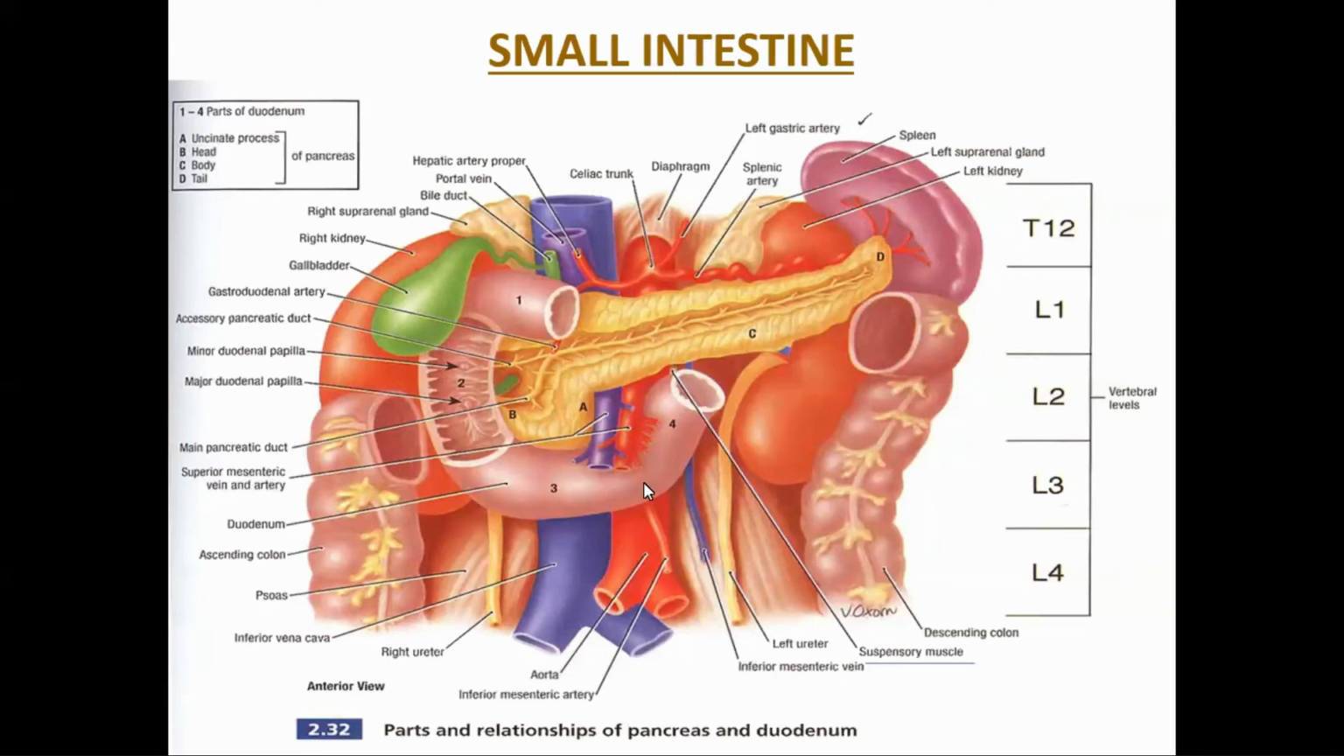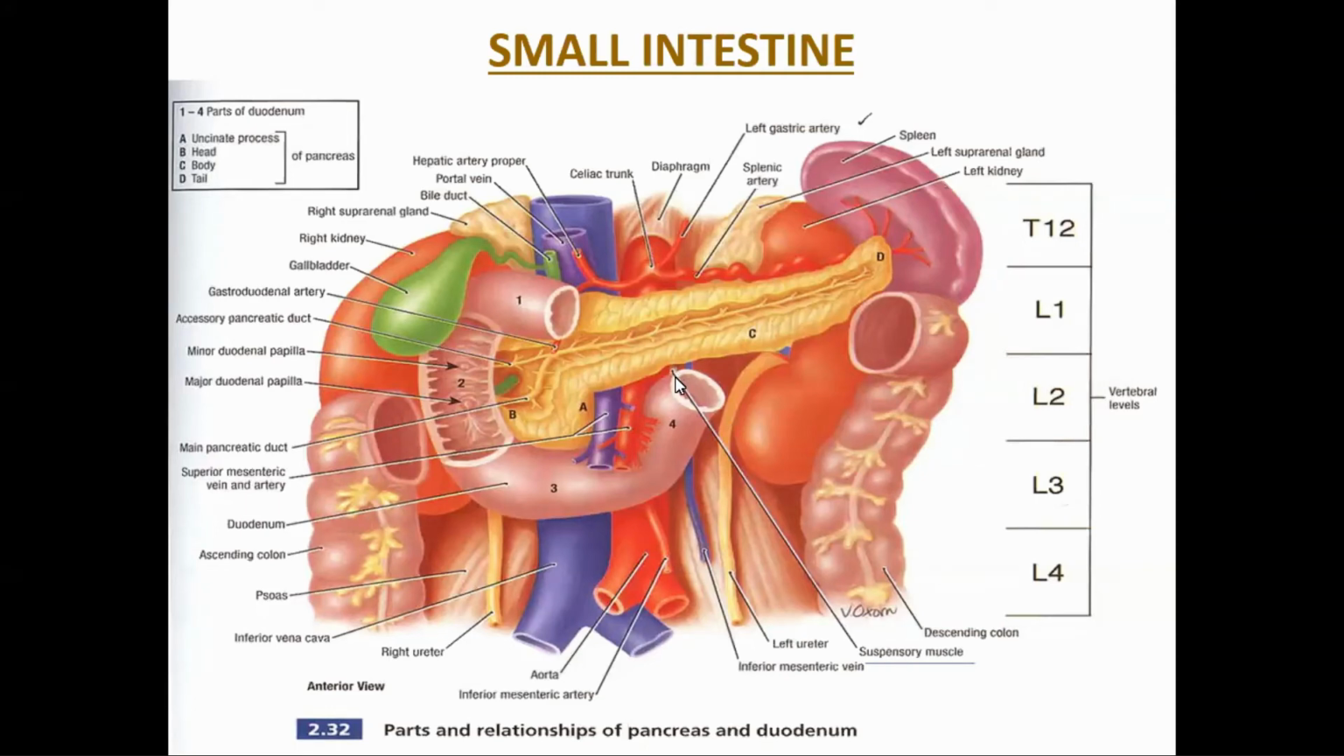Now the fourth part extends from the front of the aorta to the superior duodenal flexure, the duodenojejunal flexure. The relations you read by yourself. Now the suspensory muscle of the duodenum, also called the ligament of Treitz. Its function is to keep the duodenojejunal flexure in position.